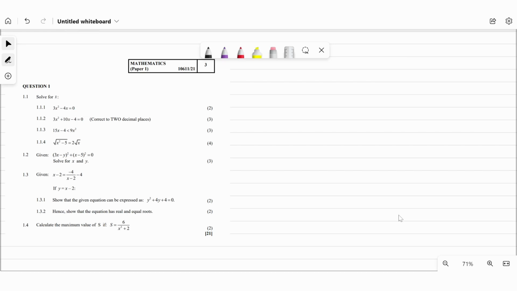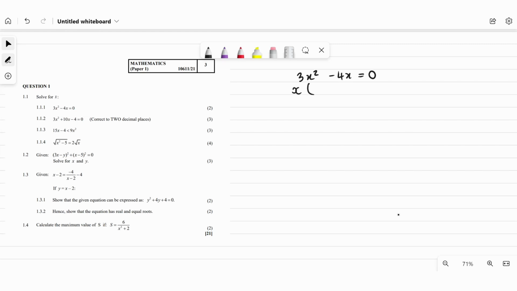Okay, let's start with the first question. The first question says 3x² minus 4x is equal to 0. So we're going to say 3x² minus 4x. Then you need to take out the common factor here. The common factor is the one with the lowest degree, which in our case is x.